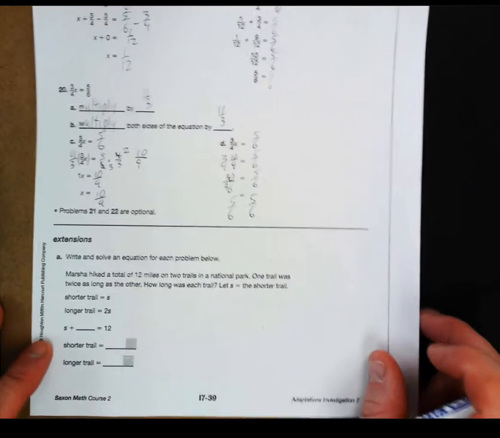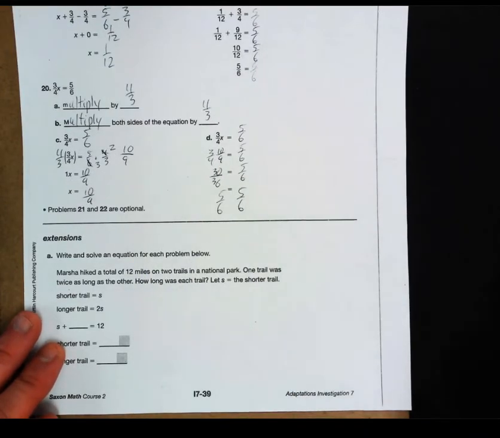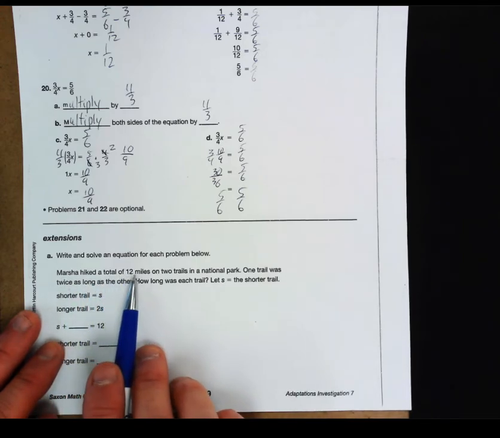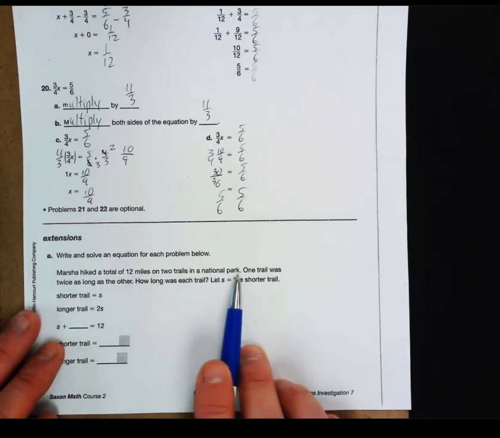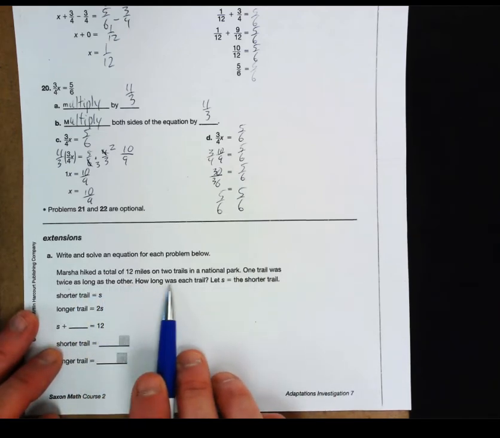Let's do a few more for the extensions. It says write and solve an equation for the problem. So here's how we use algebra in real life, guys. Marcia hiked a total of 12 miles on 2 trails in a national park. One trail was twice as long as the other. How long was each trail?